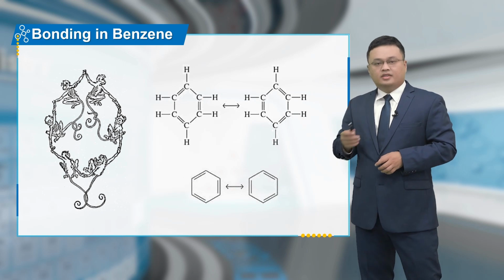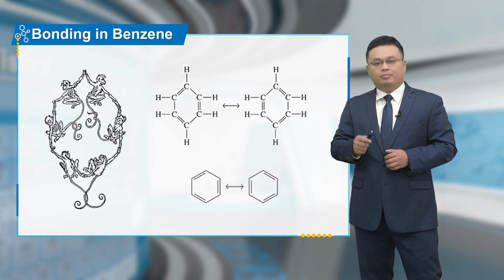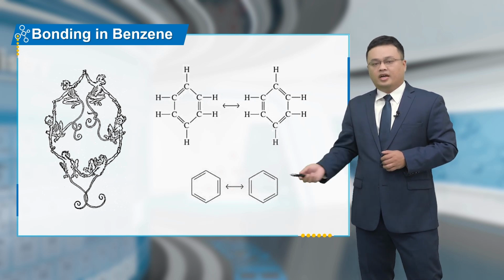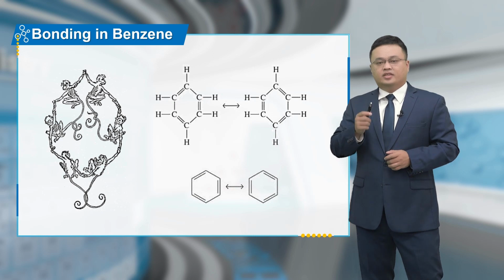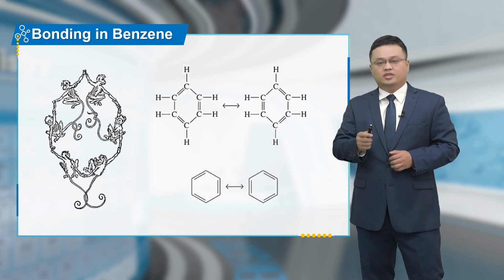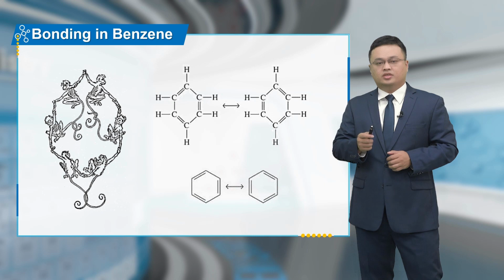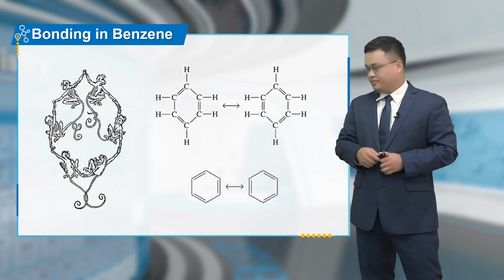To explain the fact that the carbon-to-carbon bonds are all alike, Kekulé suggested that the single and double bonds continuously oscillate from one position to another. Today, we say that the 2 possible Kekulé structures are actually contributing structures to a resonance hybrid.